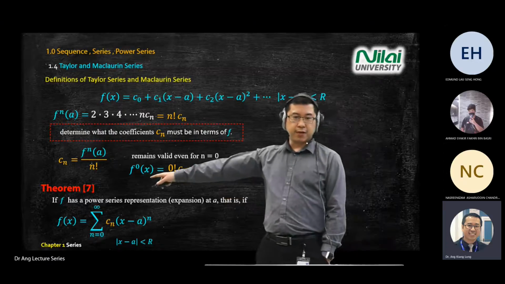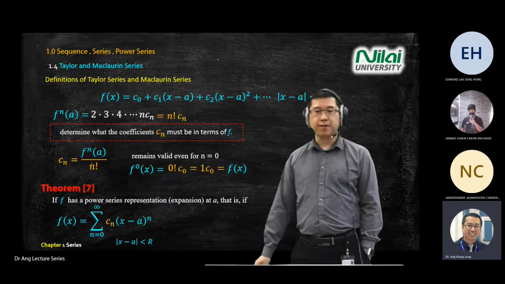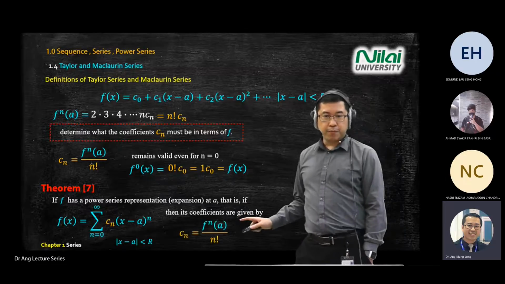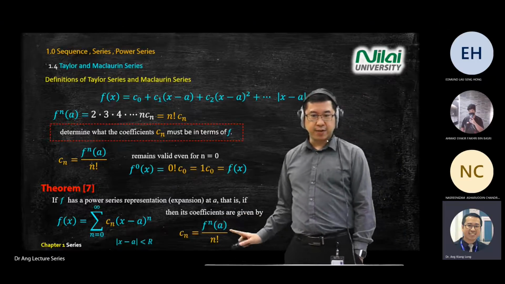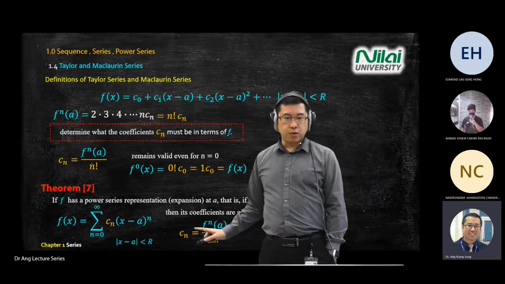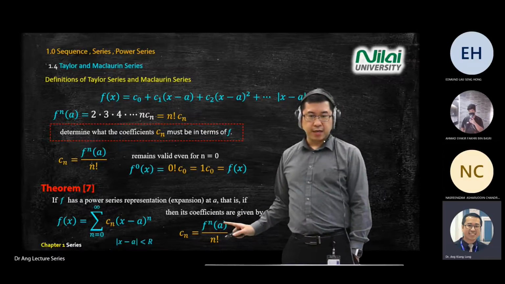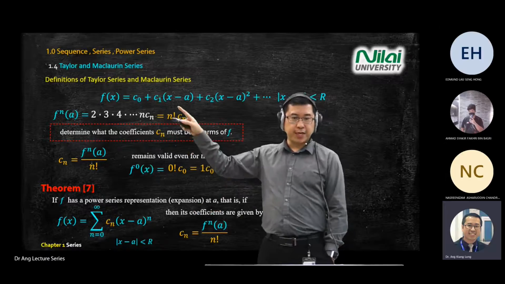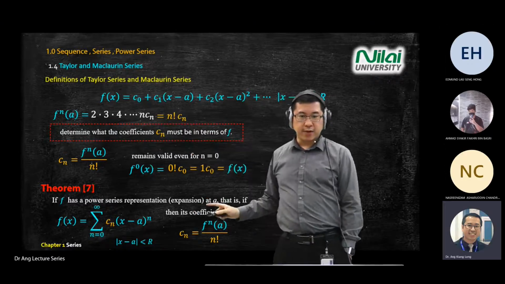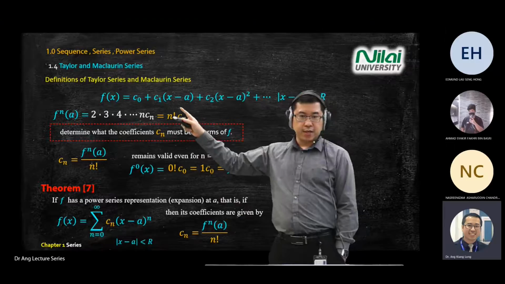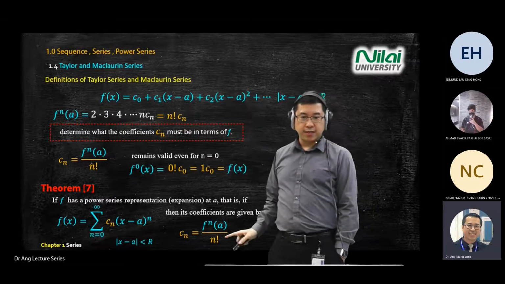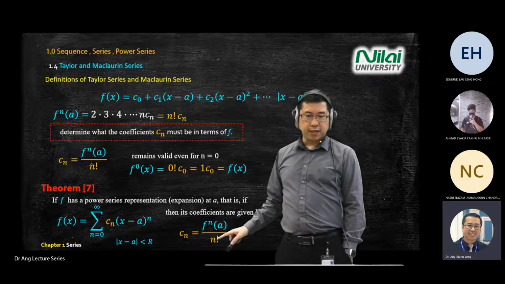Theorem 7. I highlighted it in red, meaning it's important. And we already proved to you how to arrive at this just now. Cn equal to f power n of a, because to get this form, we replace x equal to a in our calculation, where we can cancel all the terms behind. So f^(n)(a) is here, divided by n factorial.